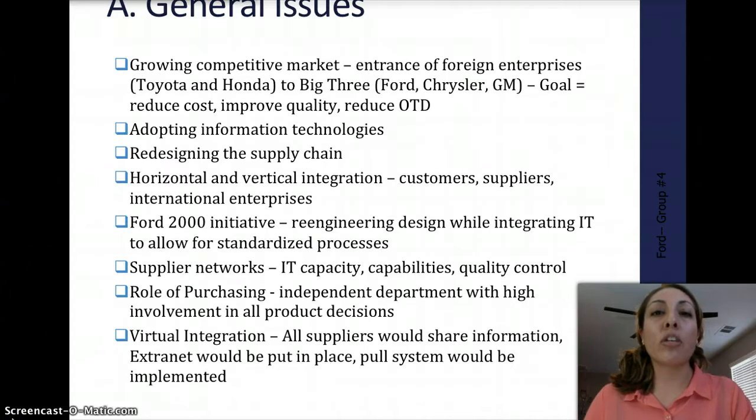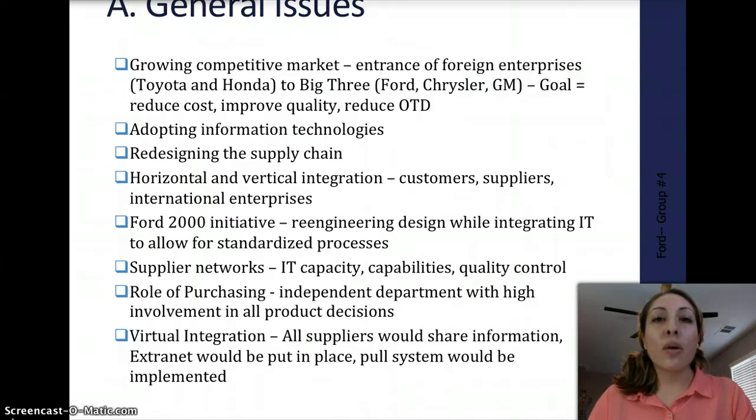So just to go over the general issues again, Ford Motor Company used to be part of what was the big three, which is Ford, Chrysler, and GM. Due to the entrance of foreign enterprises such as Toyota and Honda, there was a real crisis. All these enterprises needed to focus on reducing cost, improving quality, and reducing order to delivery time. This would enhance the profits for the enterprises and ultimately increase market share. So really what Ford Motor Company was faced with was adopting information technologies and partnering those with supply chain management in order to redesign their supply chain and create those efficiencies within cost, quality, and delivery time.